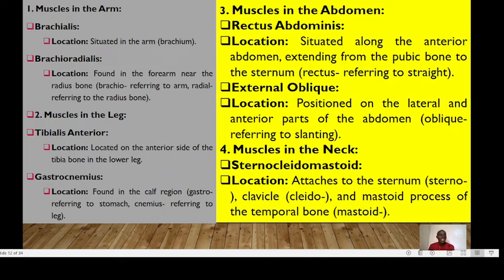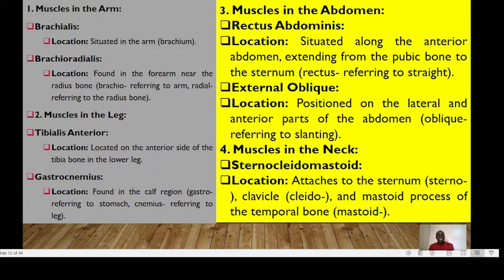So we have the brachialis. This is situated on the arm. We also have the brachioradialis. This is found on the forearm near the radius. We also have muscles in the leg, tibialis anterior, the one we have just mentioned, or the gastrocnemius. This is found in the calf region. Gastro referring to the stomach and cnemius referring to the leg. So it's named so because it's found on the leg.